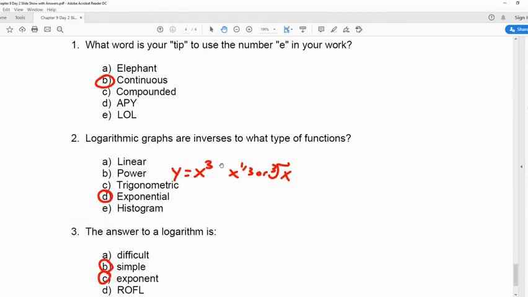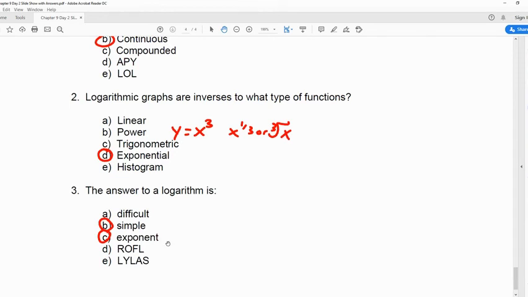Log graphs are inverses to what type of functions? Linear, no, power. I had some students think power in the past. Remember, power is like y equals x to the third. So the inverse of that is y equals x to the 1/3. So that is not log. Trig graphs, no. Exponential and log graphs, those are the ones that go together. We did that last time, and we did that today as well with the y equals 3 to the x. And remember, the answer to a logarithm is the exponent. So we're looking for what is the exponent, and hopefully it becomes pretty simple for us once we consider that. We're just looking for an exponent. So that was our day 2 slideshow.